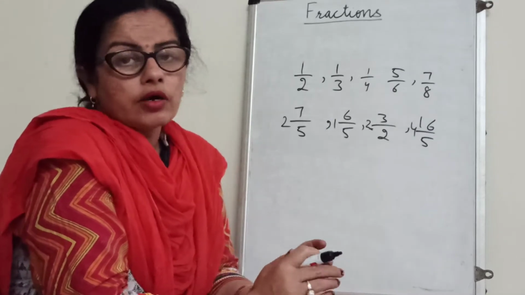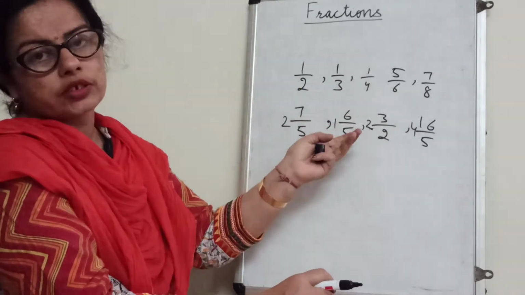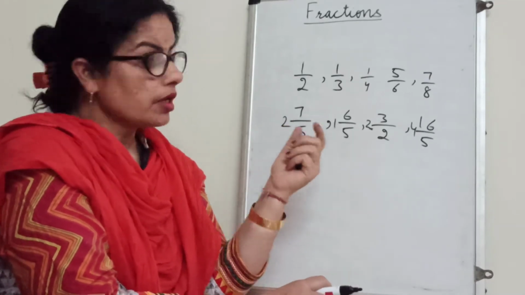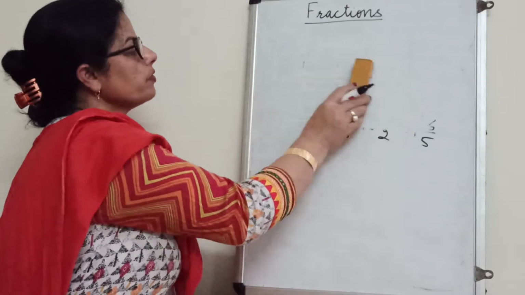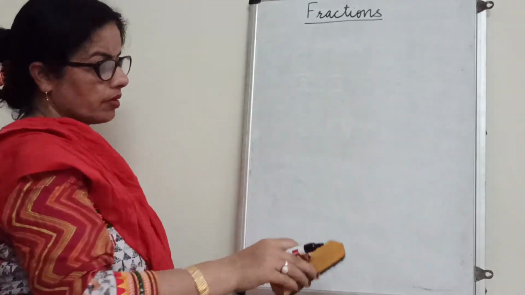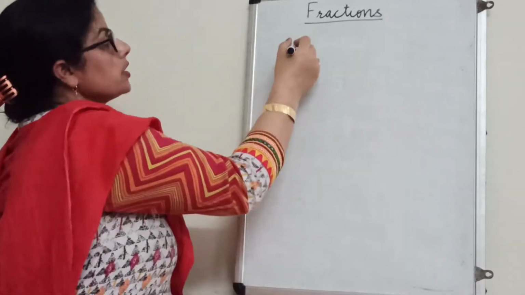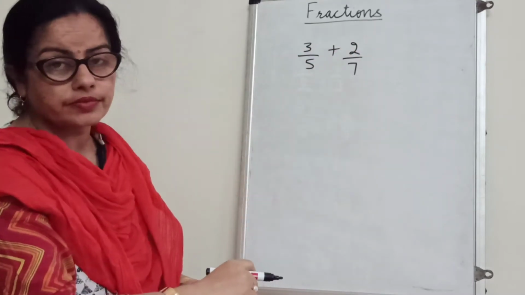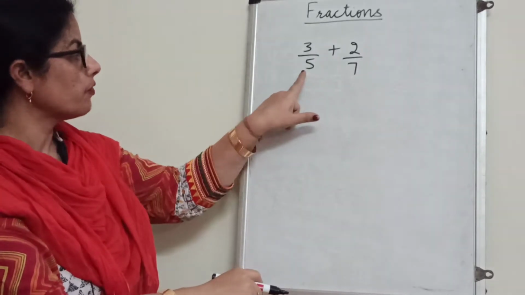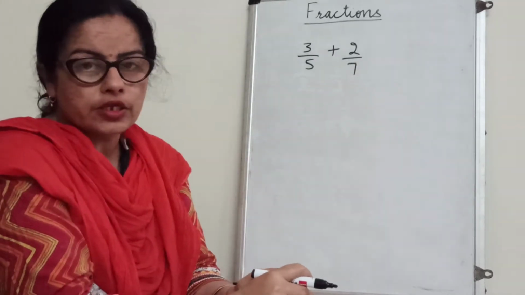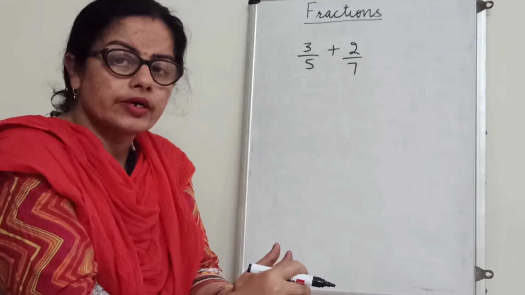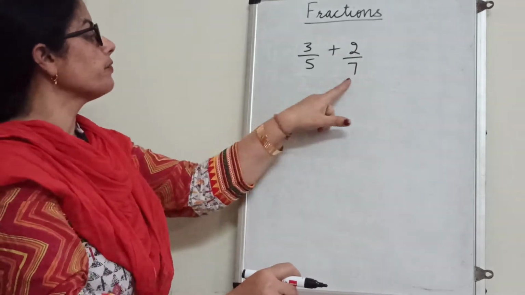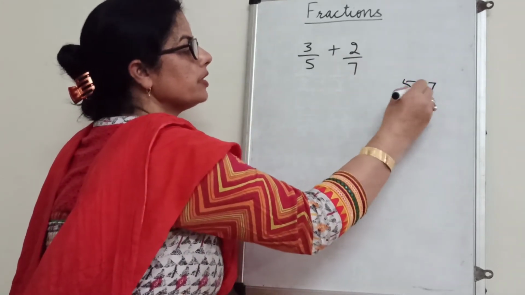Today we will study how to add these fractions. They may be proper, they may be improper, there may be mixed fractions. How to add and subtract, this we will study today. First is 3/5 plus 2/7. We want to add this. So how will we add? First we will make the denominator the same, if we want to add or subtract. And what is the way to make them the same? We will take the LCM.